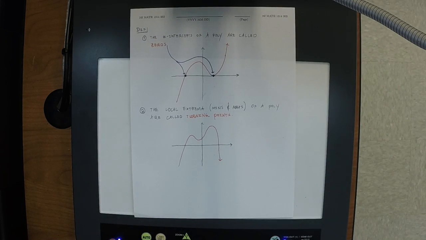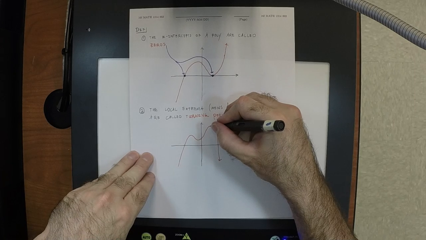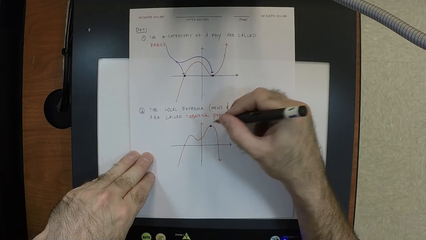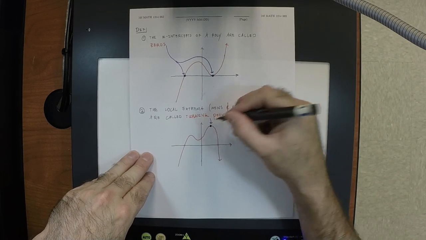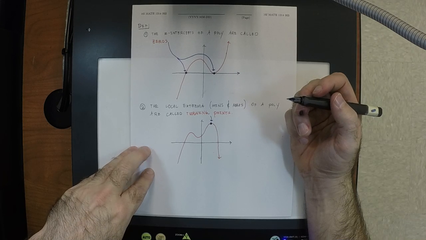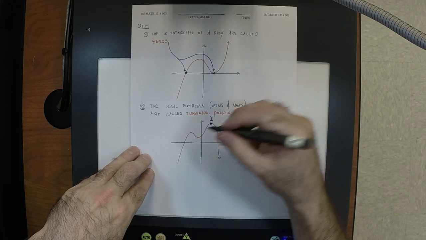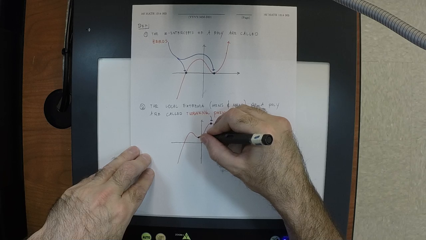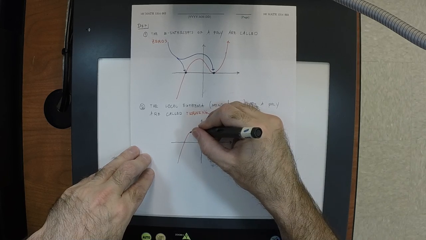So, how many turning points does this have? It has three. So I think we can all agree that this one is a turning point. What else is a turning point? The bottom, right? Okay, good.